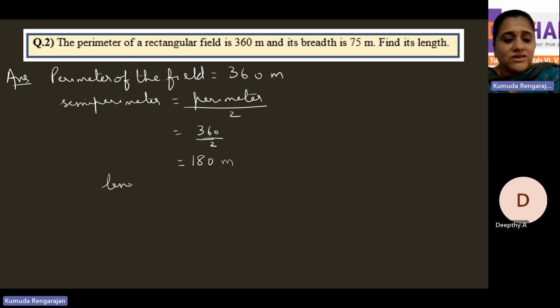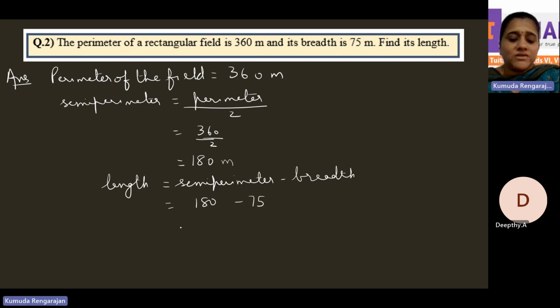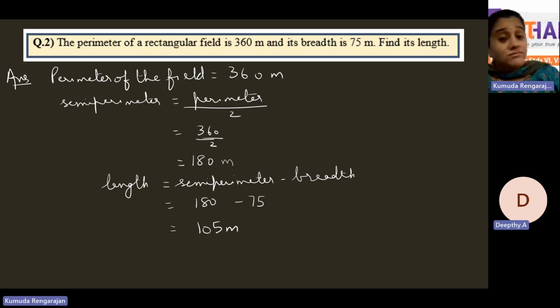Okay, length is equal to semi-perimeter minus breadth. Ma'am, that will be 180 minus 75. Very good. And how much is that? Ma'am, it's 105. Very good. Just note the last bit down. Ma'am, just a minute, I'm still writing the length.